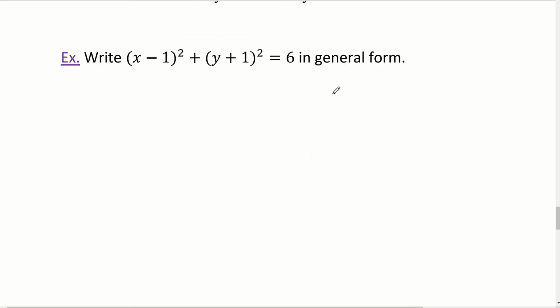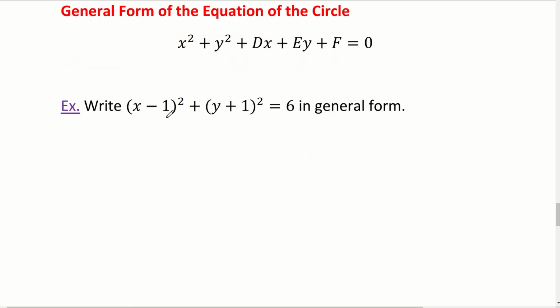Let's take a look at example 1. They want us to write this standard form circle in general form. To begin, we notice the general form does not have any parentheses, so let's go ahead and distribute and expand these. Remember, when you square a binomial, (x minus 1) squared means to take x minus 1 and multiply by x minus 1. Same thing here, (y plus 1) squared means that we need to take y plus 1 times another y plus 1, and on the right hand side this is equal to 6.